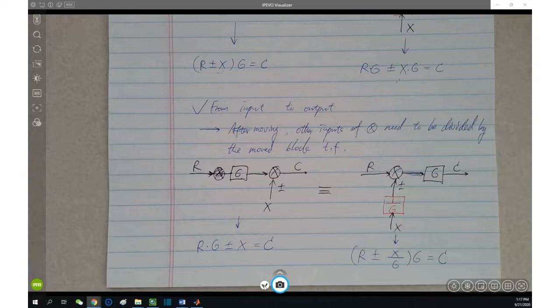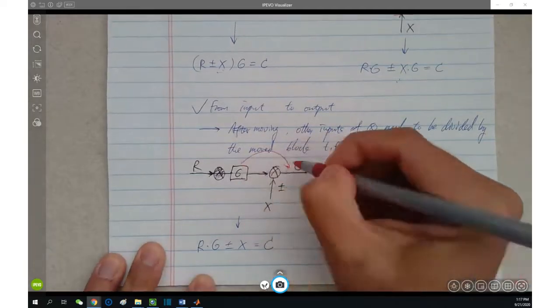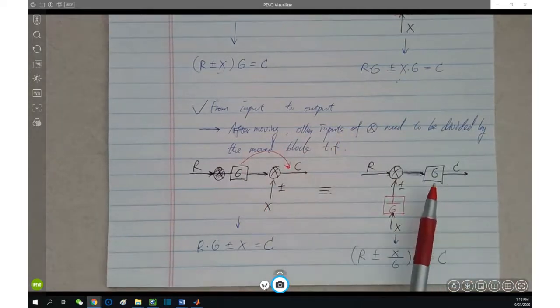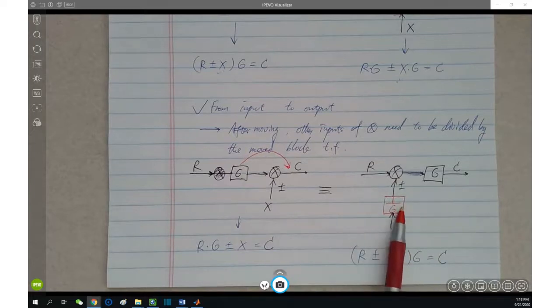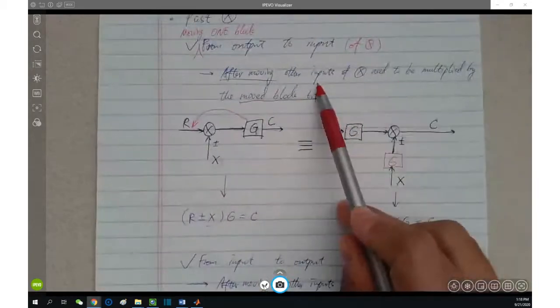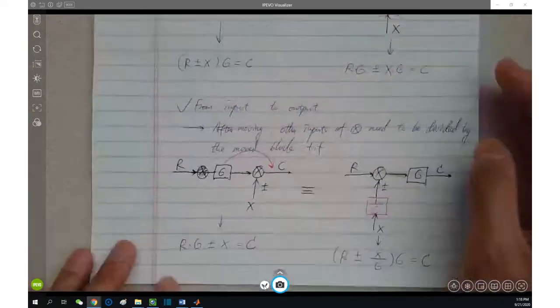So the algorithm number 2. If you're moving a block from the input to the output side of the summing junction, what you should do? Basically, once again, if you want to move it, go ahead, move it, make it happen. Just remember to do something else. After moving, you need to do something else to the other inputs of the summing junction, either multiply by or divide by the moved block transfer function. Okay.